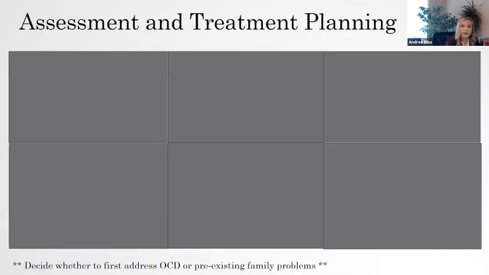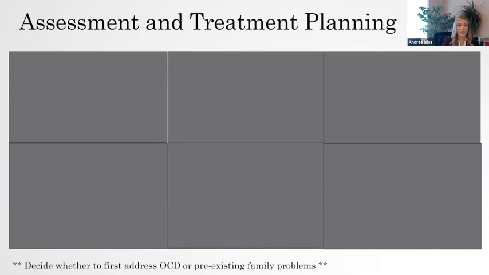So I think that good treatment and a good treatment plan always starts with a really good assessment, and that's no different for including family members in the treatment process. So I think that assessment is really much more than just determining, is there OCD or is there not? Is there comorbidity? Is there not?